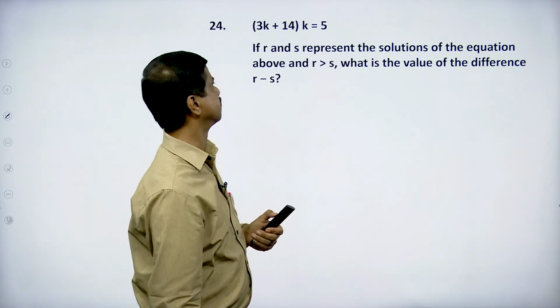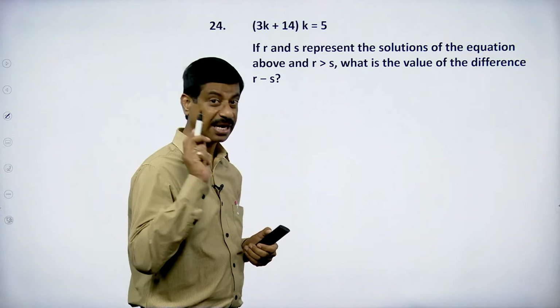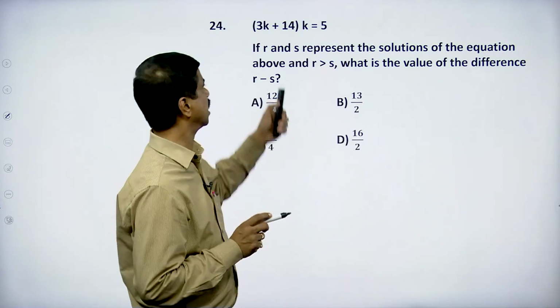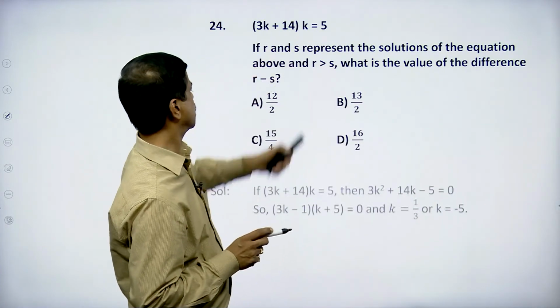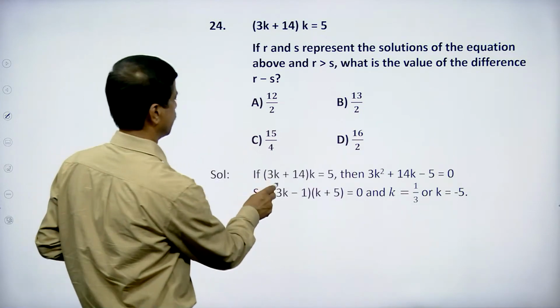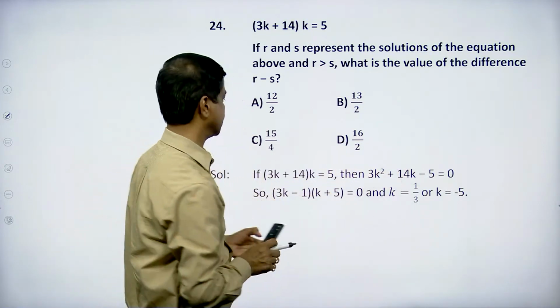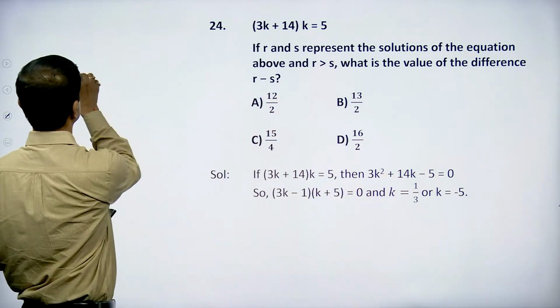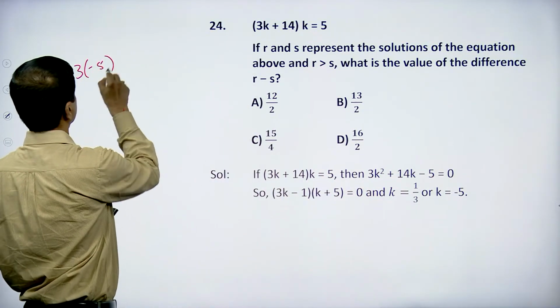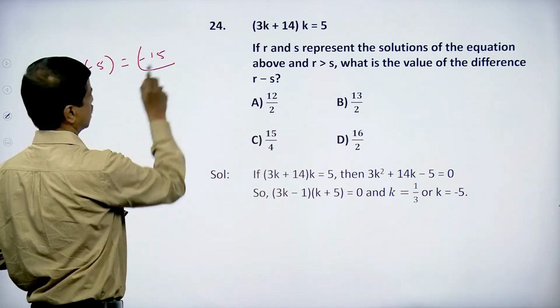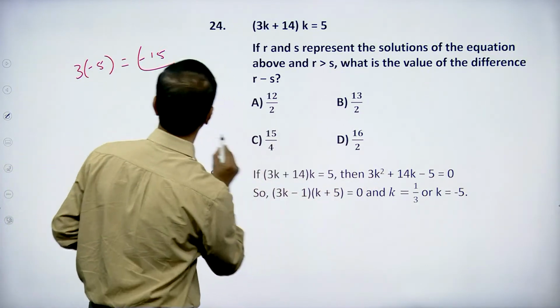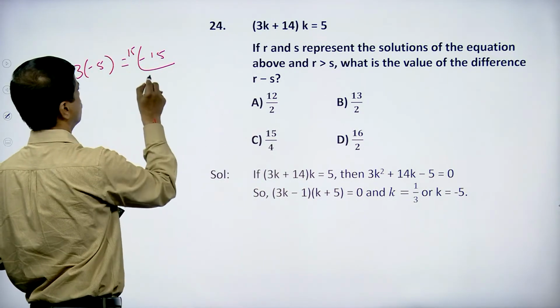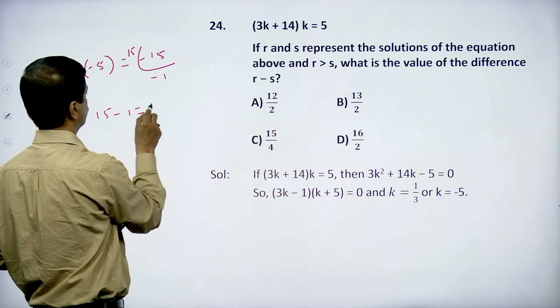So, first of all, let us find out two values of k. For that, first of all, let us expand this. So, you will get 3k square plus 14k minus 5 is 0. Take factors for this. So, now you see, 3 into minus 5 is minus 15. The factors for this such that you get plus 14: 15 into minus 1. So, 15 minus 1 is 14.